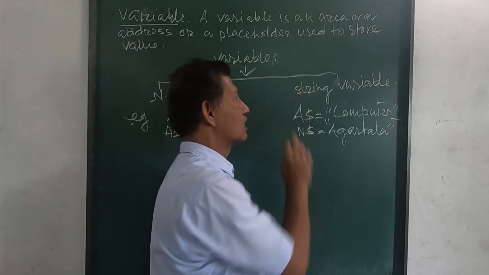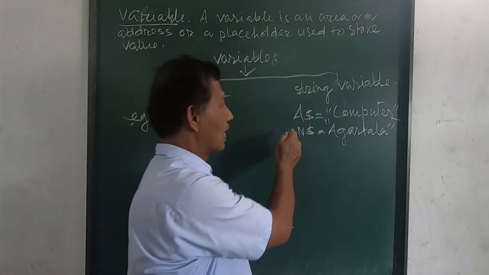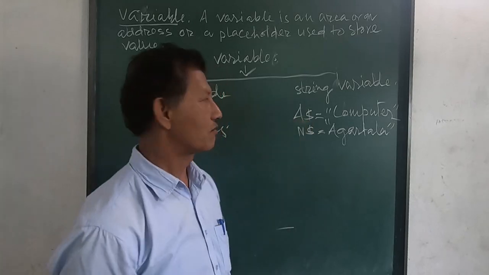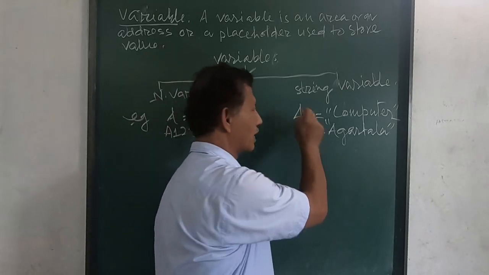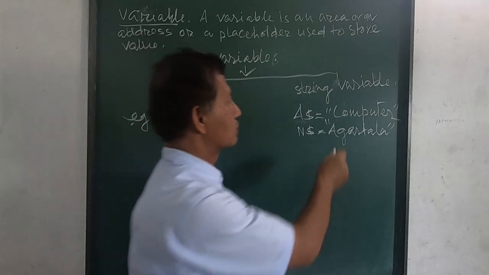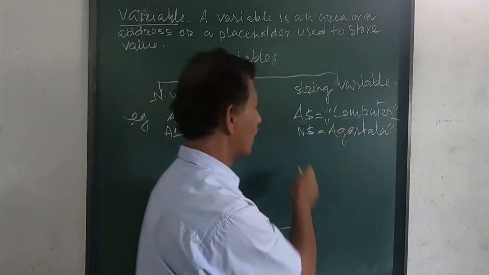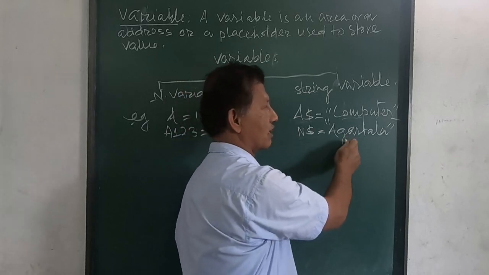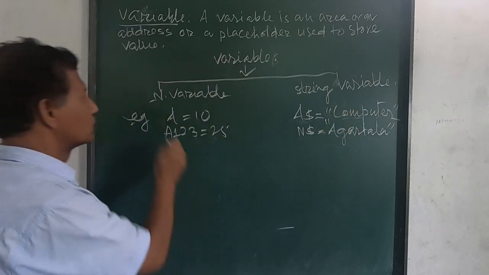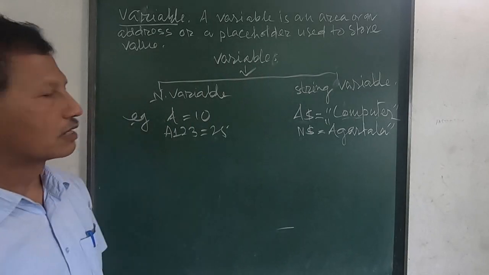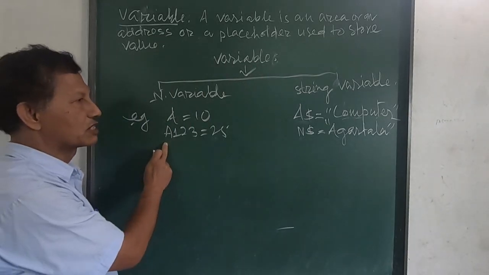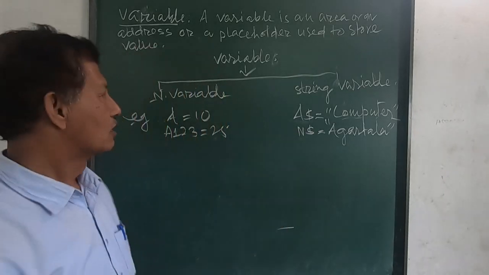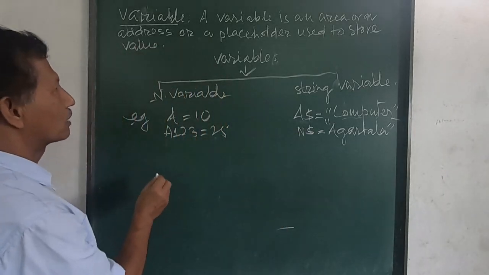So here, a string variable name must end with a dollar sign. At the beginning there will be the alphabet and it should be followed by a dollar sign. This computer is a string value. Another string variable name and another value. Numeric variables can be used for mathematical calculation, whereas string variables cannot be used for any kind of mathematical calculation. So let's go to another part.